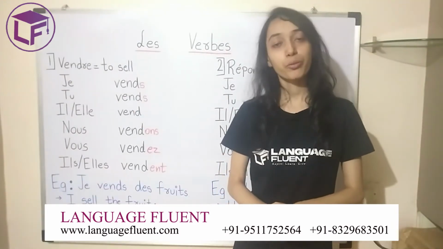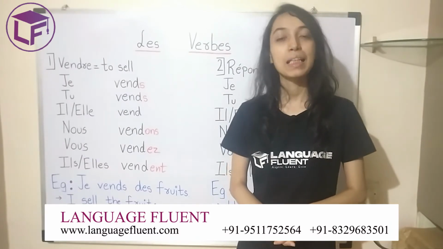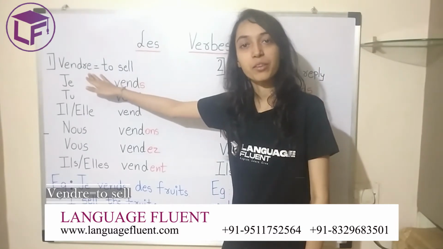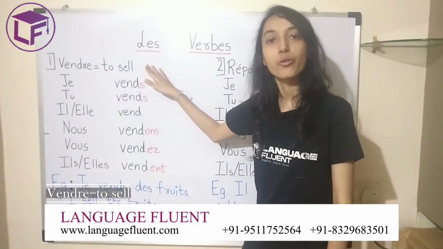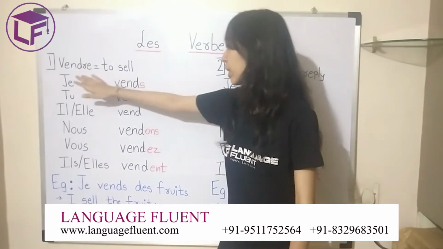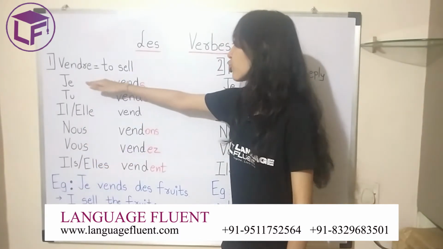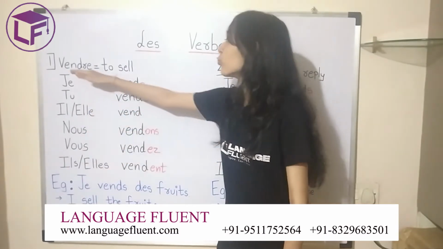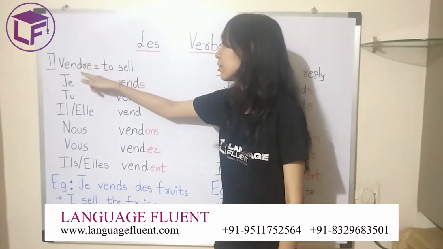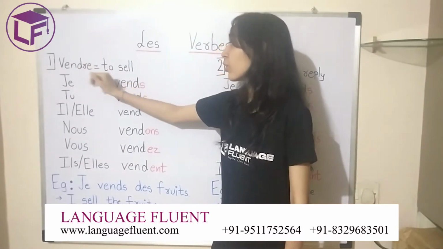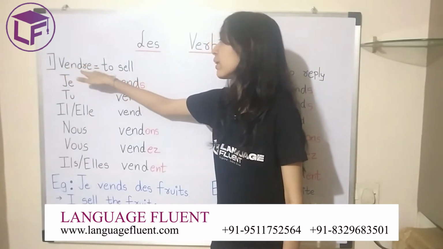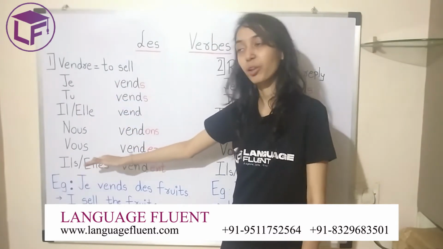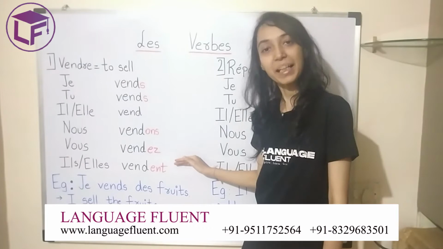So as we know the rules to conjugate regular RE group of verbs, let's try to apply that rule. First verb is vendre, vendre, which is to sell, to sell. Again we write subject pronouns as it is. Je, tu, il, elle, nous, vous, ils, elles. From vendre we cut RE. We cut RE and the word we get is VEND. So we write VEND to each and every subject pronoun and at the end we add endings to it.